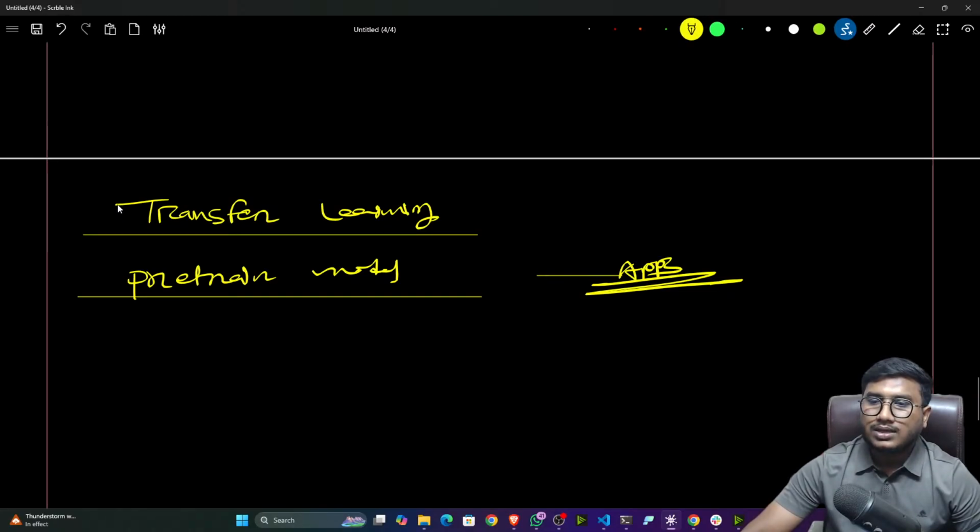So far we created the model from scratch. So far we used the custom model. Now we'll be using the pre-trained model, and everyone uses the pre-trained model to create a production level architecture, a production level application.